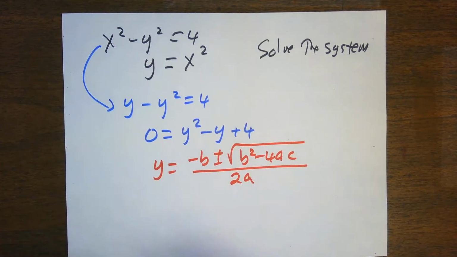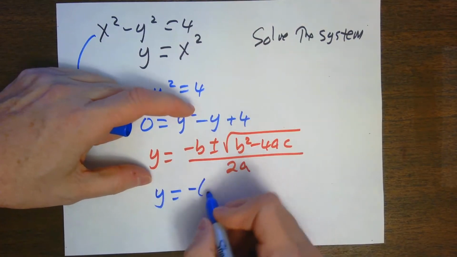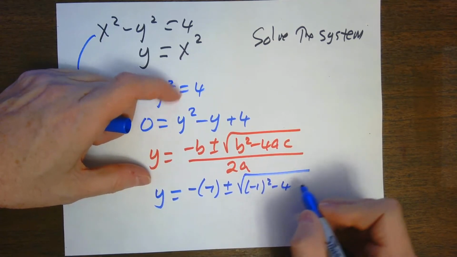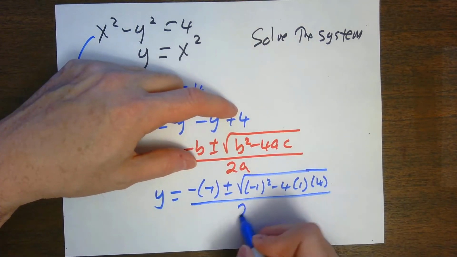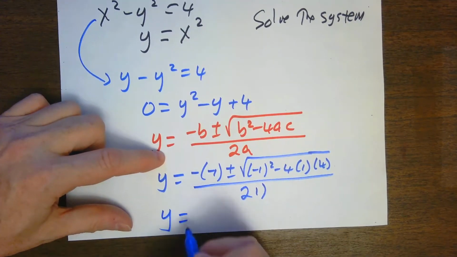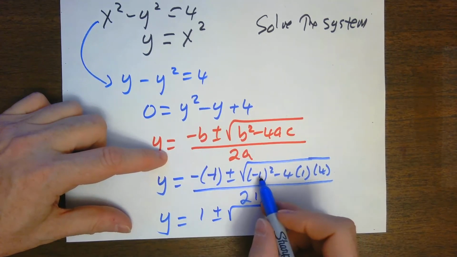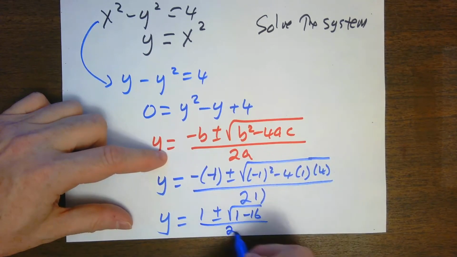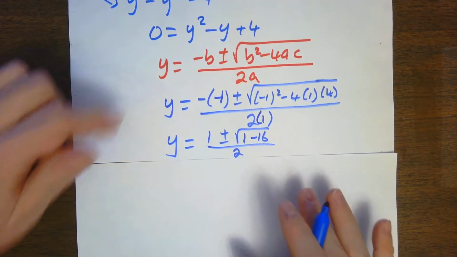All right, so substituting in, y equals negative b, which is negative 1, plus or minus the square root of b, which is negative 1 squared, minus 4 times my a value of 1 times my c value of 4, all over 2 times my a value of 1. So I get y equals negative 1 is 1, plus or minus the square root of, let's see, that's 1 squared is 1, minus 16 all over 2 times 1, which is 2. Well, I'm squishing everything together, aren't I?